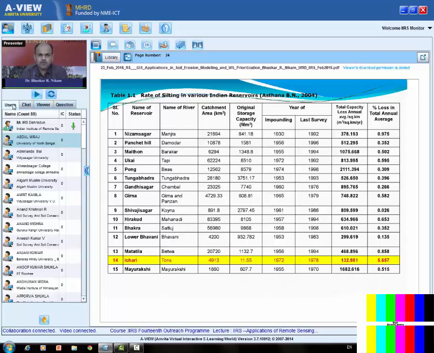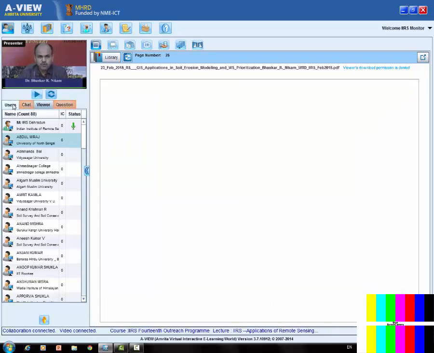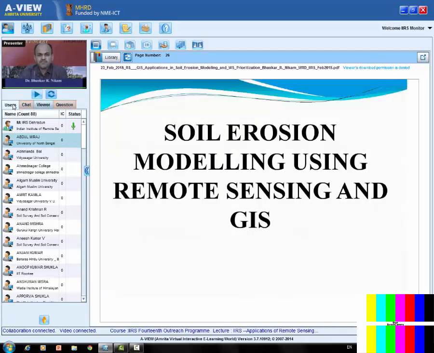So instead of doing that, we can trap this soil before it reaches the reservoir, and to do that we need to know the process, we need to model the process. We need to know how much soil is coming, from where it is coming, and if we have to trap it, what we should do. So that's why it is important to model soil erosion. And because soil erosion is dynamic, it varies in space and in time, we cannot do it using traditional techniques. So we can use remote sensing and GIS techniques in this aspect.